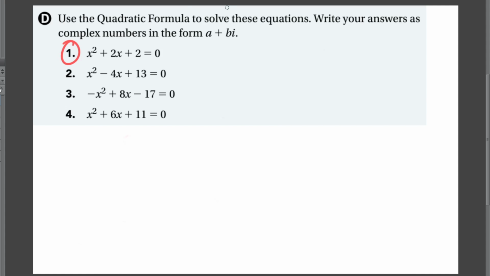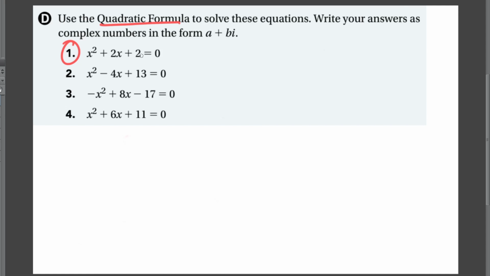This one is simply doing what we did on the last assignment. We're going to use the quadratic formula to solve these equations. Write your answers as complex numbers in the form a plus bi. Again, the reason we're talking about imaginary numbers is because the quadratic formula is infamous for making imaginary numbers, and you're going to see why as we start to work through this.